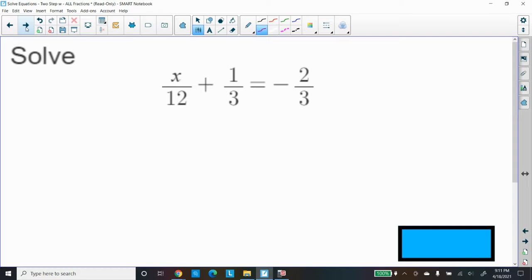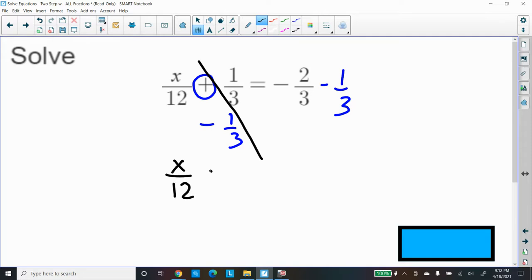Okay, let's give it a shot. First thing I'm going to do is the opposite of positive 1/3, which is -1/3. I'm going to do that to the other side. What that does is it cancels out the 1/3, leaving me with x over 12. My 1/3 cancels out. And over here, I got -2/3 minus 1/3.